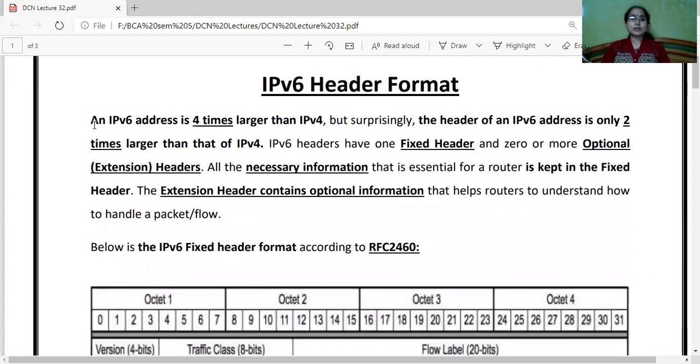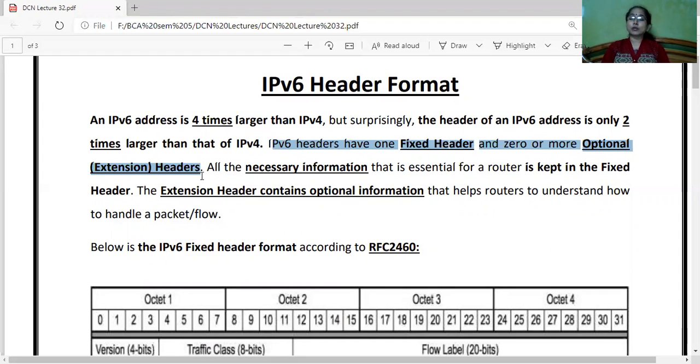We start with it. An IPv6 address is 4 times larger than IPv4. But surprisingly, the header of IPv6 is only 2 times larger than IPv4. The IPv6 headers have one fixed header and 0 or more optional extension headers. This is a unique feature of IPv6 protocol, which was not there in IPv4.